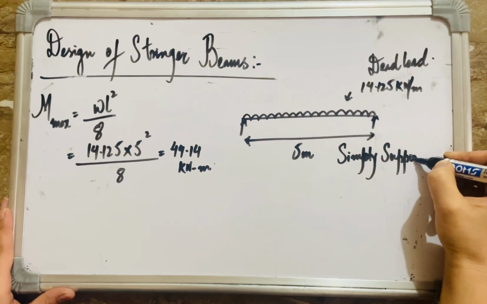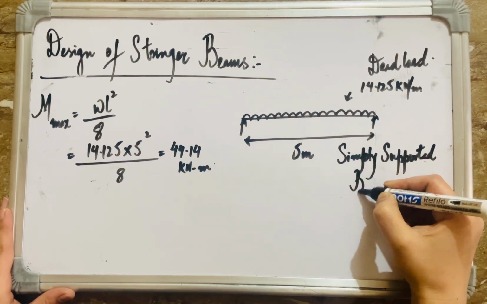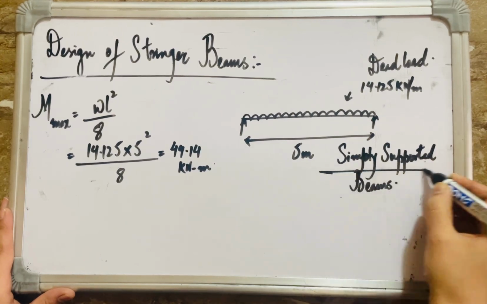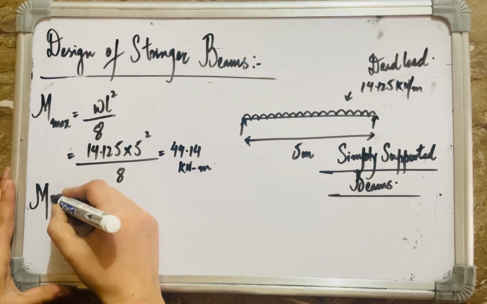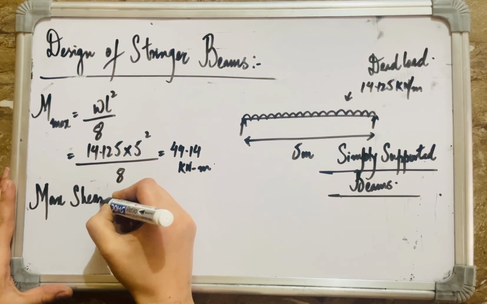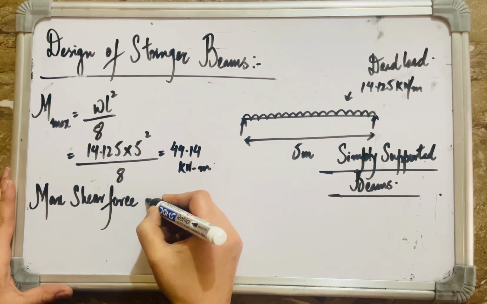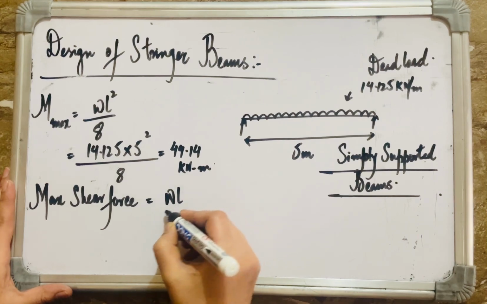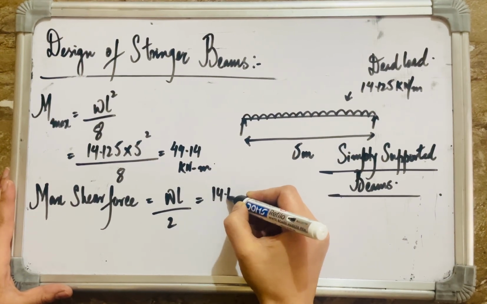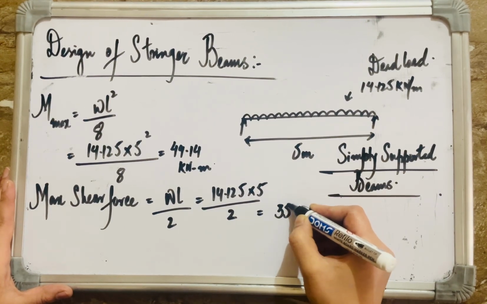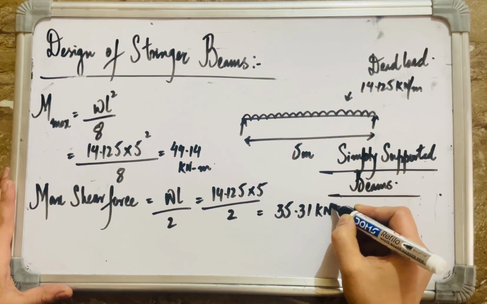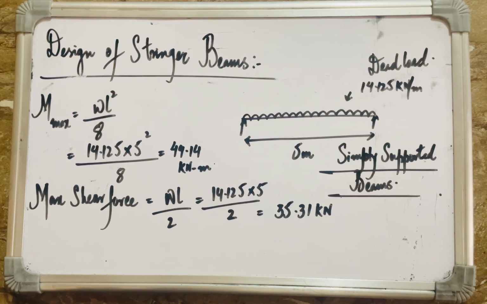Both cross girders as well as stringers are simply supported beams. We also know that the maximum shear force in a simply supported beam subjected to a UDL along its entire span is given by WL by 2: W is 14.125, length 5, divided by 2, that is equal to 35.31 kilonewtons. So I calculated the maximum bending moment due to this dead load and the maximum shear force due to this dead load as well.